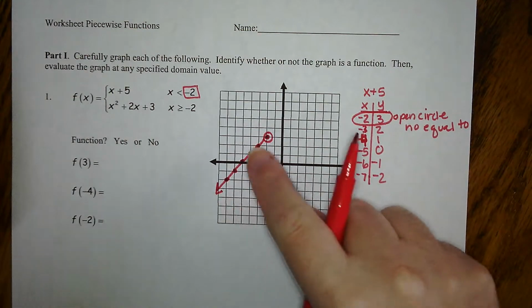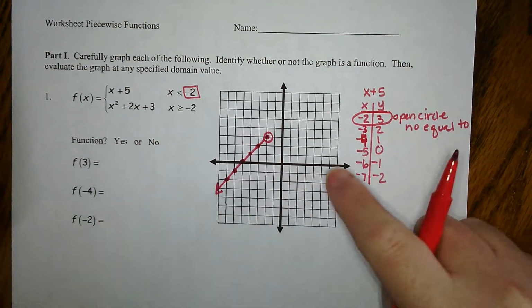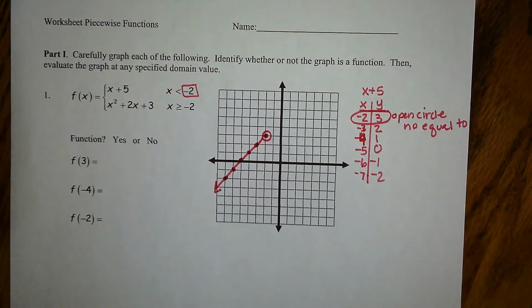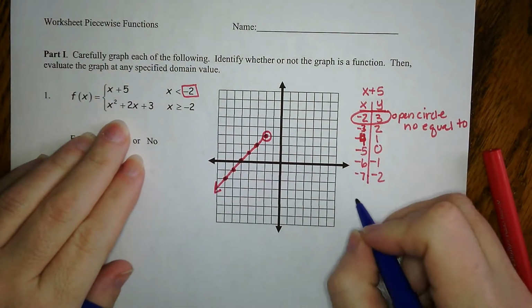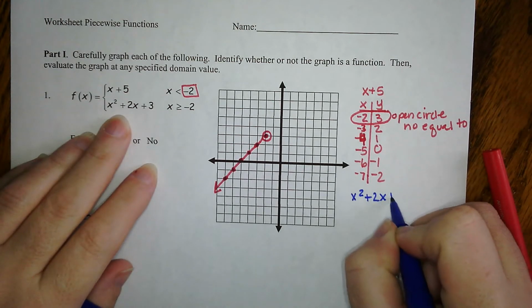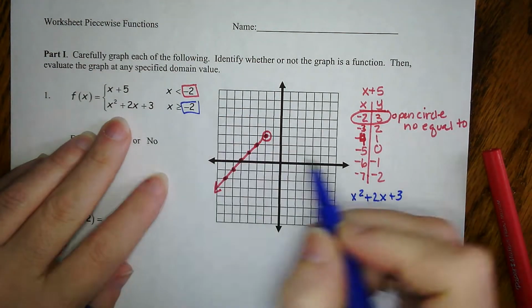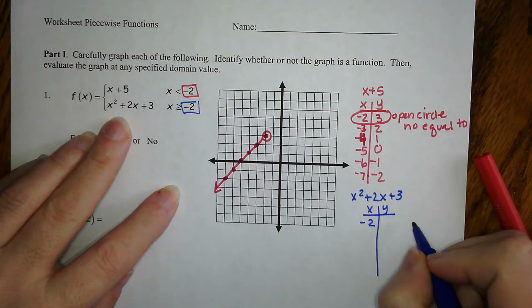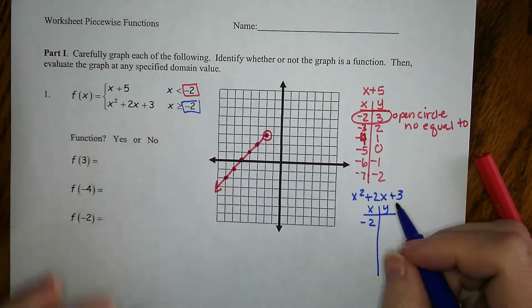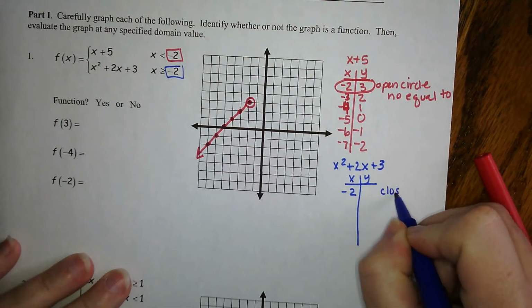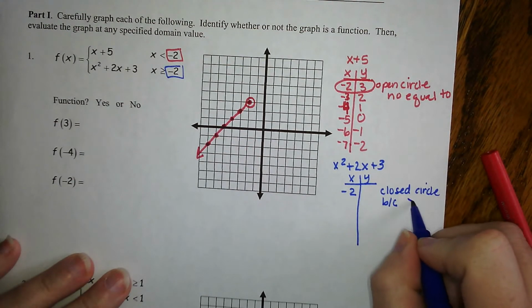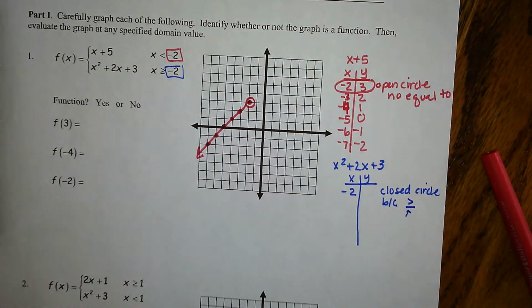Now, linear goes on forever, and because we want all the values of x that are less than -2, see how this is an open circle? We're going to have an arrow pointing that way. The next thing that we're going to do is take our second function, which is our quadratic, x squared plus 2x plus 3. We are using the domain -2, except in this domain, because it's an equal to, it's going to be a closed circle, because of the greater than or equal to.